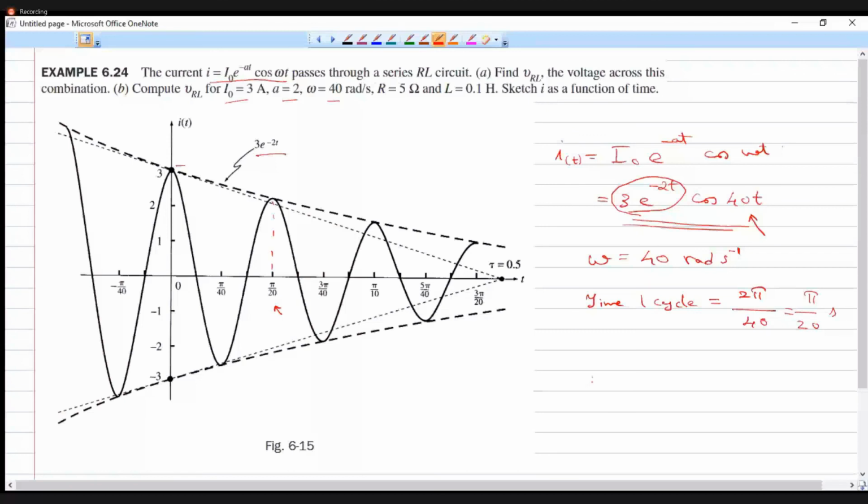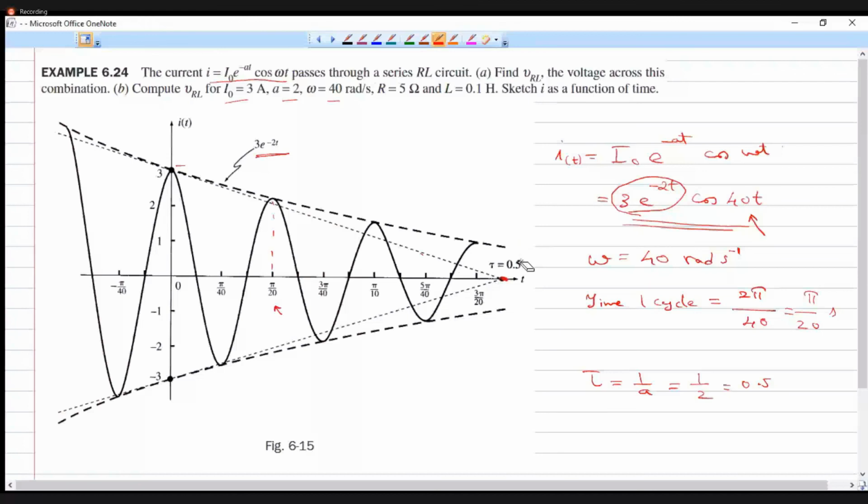Also, one more thing, the time constant tau is equal to 1 by a. So a is given as equal to 2 here. So that will be equal to 1 by 2, which is equal to 0.5. So what is the significance of this? I have already explained. When we have an exponential function 3 e power minus 2t, which has a shape like this, and I draw a tangent at t is equal to 0, then this tangent is going to meet the time axis at tau here. So this is tau, which is equal to 0.5. That is the significance of the time constant 0.5.